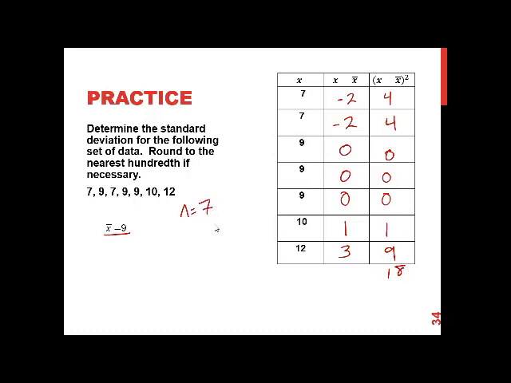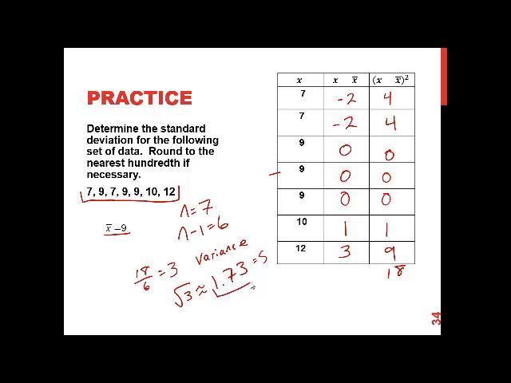Since there are 7 items, we're going to divide the 18 by 6, one less than that. And 18 over 6 gives us a 3, so that's our variance. And then we'll take the square root of that, and that's our standard deviation. You might notice that with this set of data, where they're all pretty well clustered together, the furthest away we get from 9 is this 12 up here. We have a standard deviation that's less than 2.